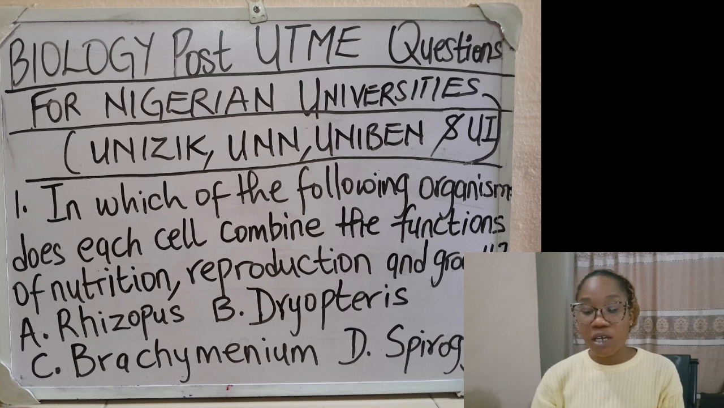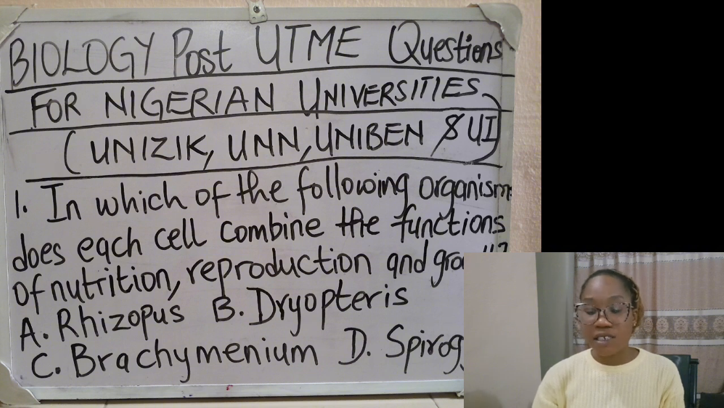So if you look at option A, what is it? Rhizopus. What is a Rhizopus? It is a fungi. Remember, most fungi are multicellular. Aside from yeast, which is a unicellular fungi, just one cell. So if this was yeast, we would have gone for this option. But because Rhizopus is a multicellular fungi, hence, it has many cells. You cannot have a case of one cell combining all these functions of nutrition, reproduction, and growth. So therefore, you're not going to go with this option.